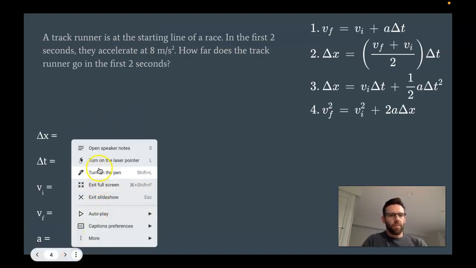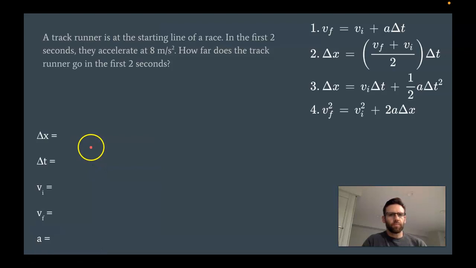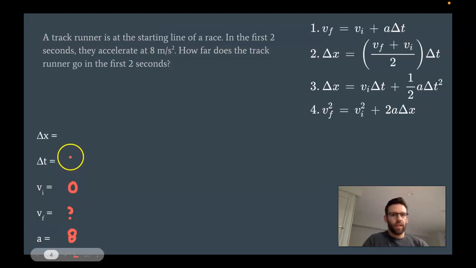So let's look at the information that we were given. Let's see, we know they accelerate at 8 meters per second squared. So I'm putting 8 down here. We don't know their final velocity. Initial velocity, we're going to assume it's 0. This is a tricky one, but if you're starting a race, you're not moving. And then displacement is what we're trying to find, and time is 2 seconds.